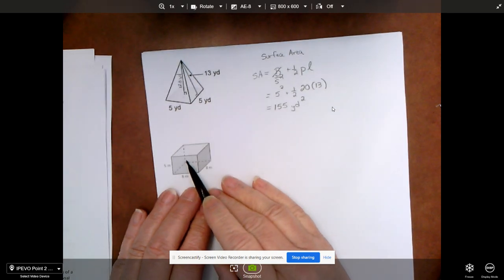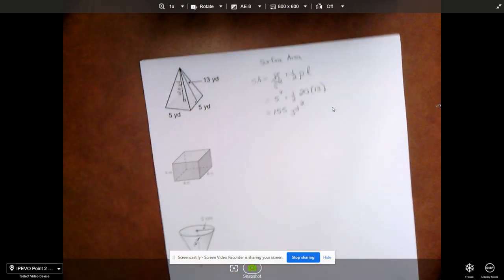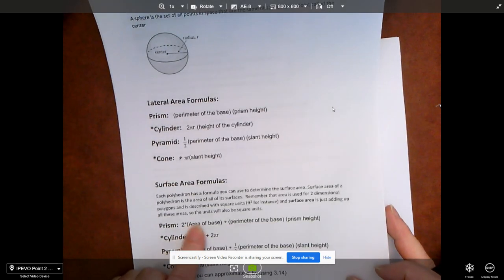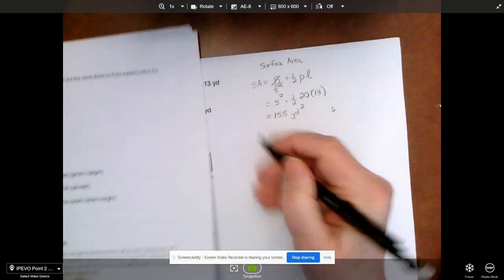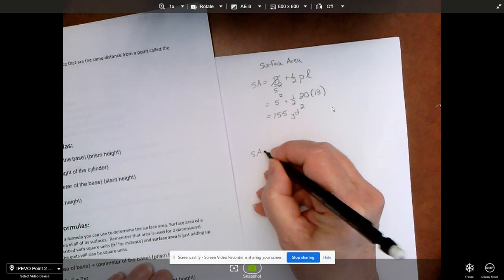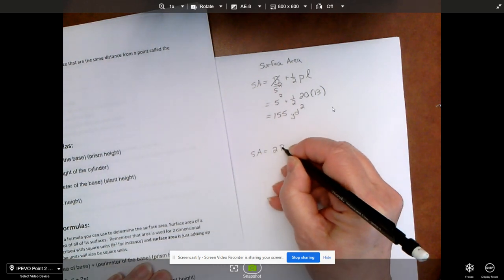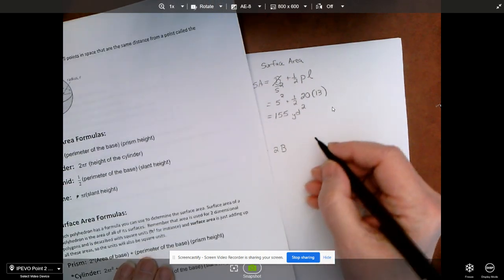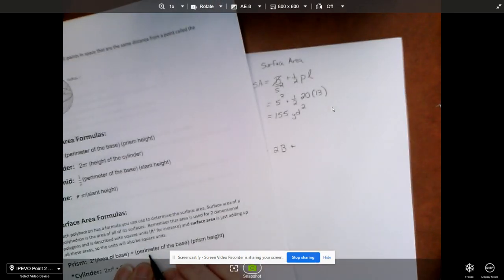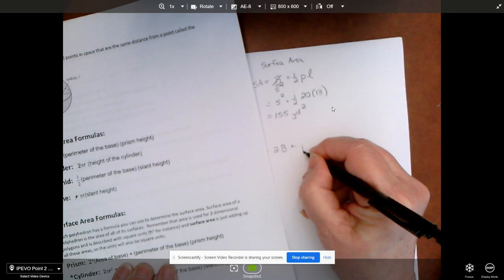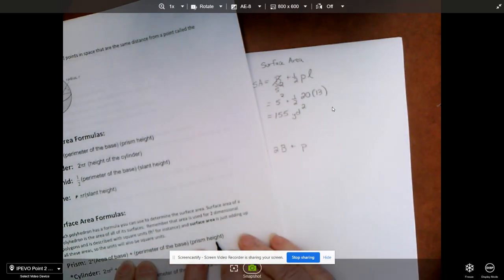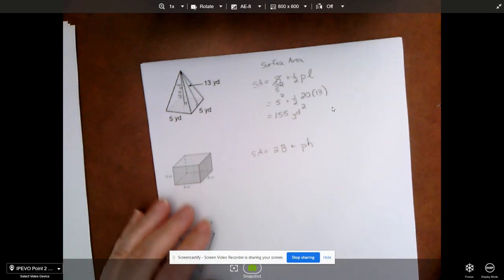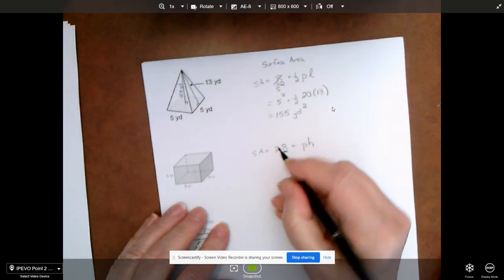Again, we already decided this was a prism. So let's go to the surface area of our prism. It's 2 times the area of the base, so let's write that down. Surface area is 2 times, again, I'm going to use capital B so I know it's the area of the base, plus the perimeter of the base, so I'm going to use P, times the prism height, so I'm going to use H.